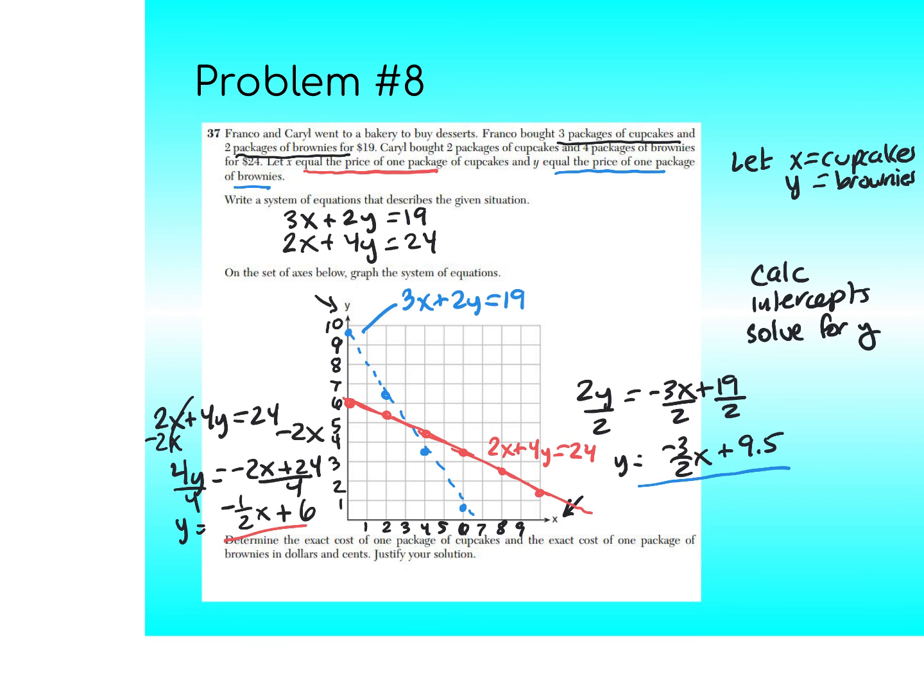It now says determine the exact cost of one package of cupcakes and the exact cost of one package of brownies. So they've had you graph, and it says justify your solution. So now you're going to need to go back and use your elimination method to come up with your actual answer for the cost. So they're kind of making you do it by graphing and with elimination. So you can be checking this with your calculator, but it does say justify your solution, so you'll need to show some work.